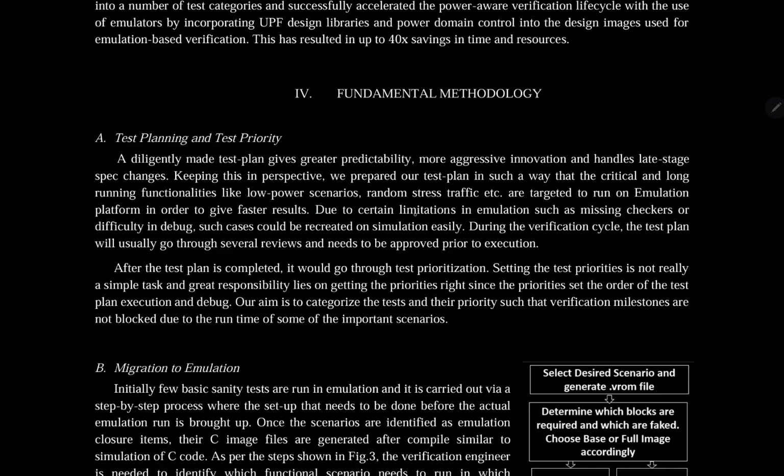Due to certain limitations in emulation, such as missing checkers or difficulties in debug, such cases could be recreated on simulation easily.